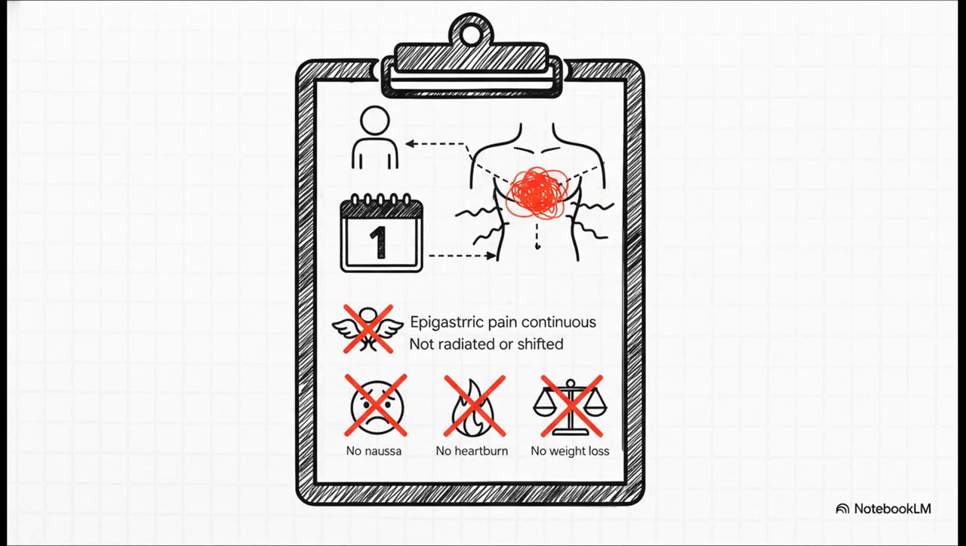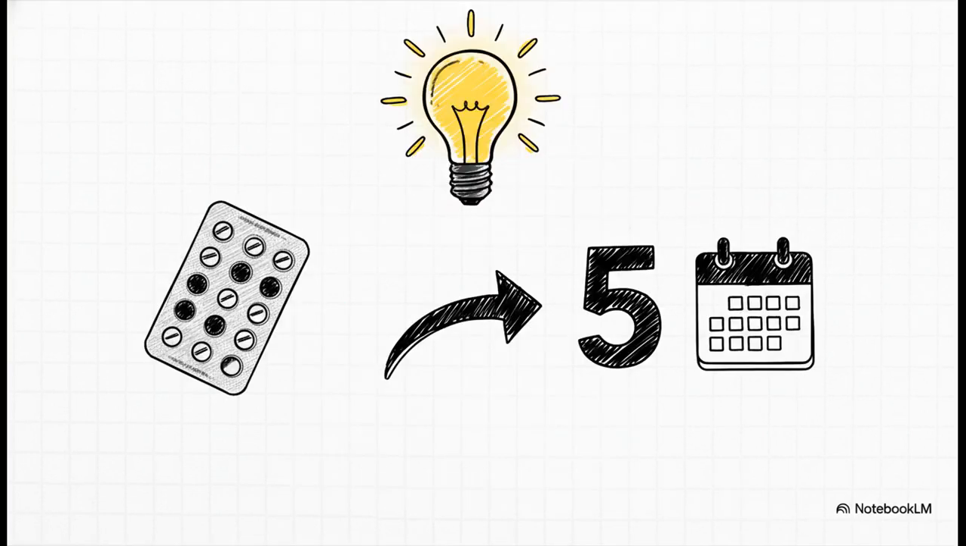So getting into the history, what we know is this is a 38-year-old female who's had epigastric pain for about a month now. She describes it as a dull, aching, and continuous pain. It's important to note that the pain hasn't radiated or shifted, and there are no associated symptoms like nausea, heartburn, or any weight loss. Now, here's a really critical piece of her history. She has been taking oral contraceptive pills for the past 5 years. This is a huge clue that's going to point us in a very specific direction.